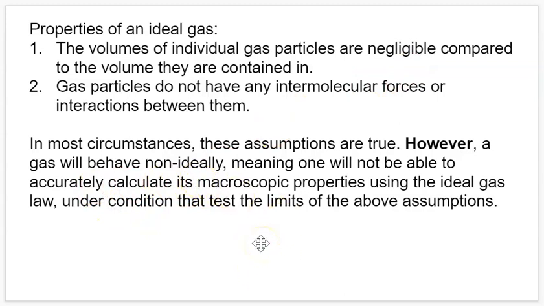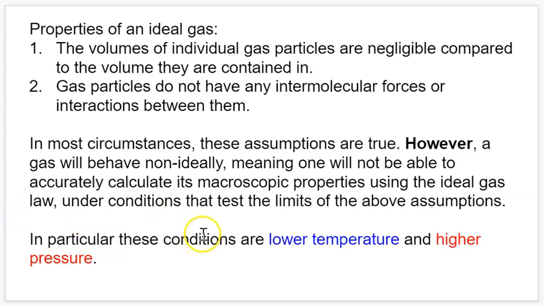And like I said before, that means that we won't be able to accurately predict things like pressure, volume, and temperature using the ideal gas law or any of the equations that we've talked about related to gases under these conditions. And these are usually conditions that test the limits of these two assumptions. The particular conditions that are going to be related here are lower temperature and higher pressure. And when I say lower temperature and higher pressure, I don't mean a set temperature or set pressure. It's going to be dependent on the substance itself.